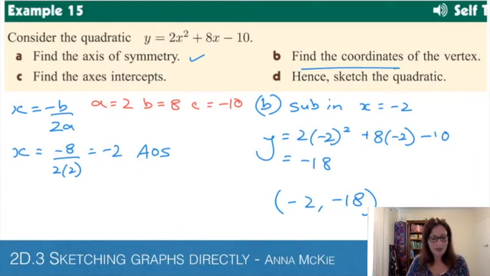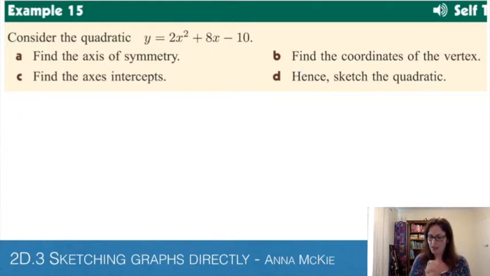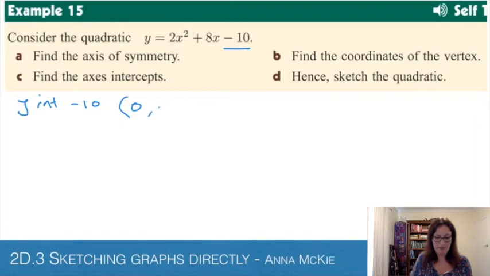Now, part C, find the axis intercepts. So that's where the other one is equal to 0. The y-intercept is always easy to find. Why? Because it's this number here. Get into the habit of writing that as coordinates, because when you come to plot these graphs, if you've got a pile of coordinates, it makes it really easy to work out where to graph it. So there's our y-intercept.